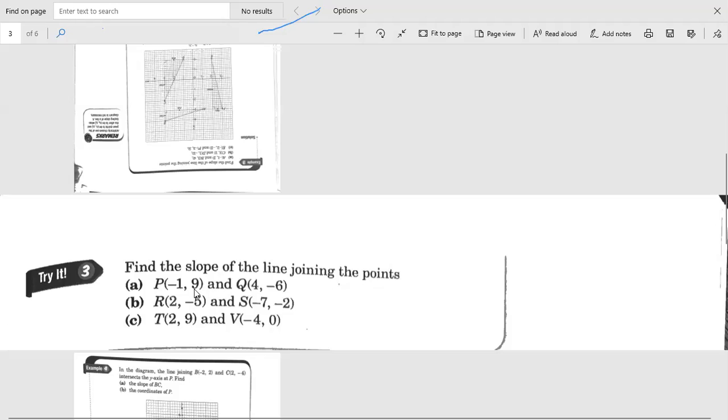Hold on a second. Can you tell us the formula for the slope of PQ first? Y2 minus Y1 over X2 minus X1. Yes, okay. So what is Y2 on PQ? 9. Or -6, I mean. -6, very good. And then what is Y1 on the PQ?